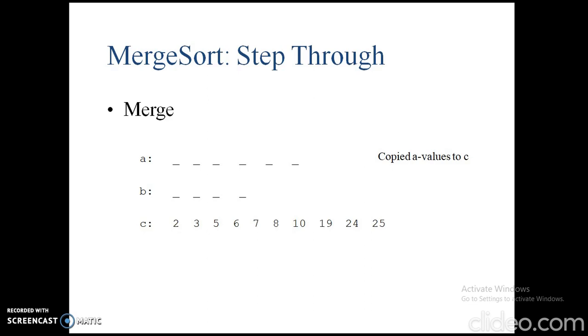So I start comparing every element of the first half with every element of the second half from the first element. Whichever is the smallest will be copied to my temporary array, and then update the pointer that points to the smallest element to the next element position.